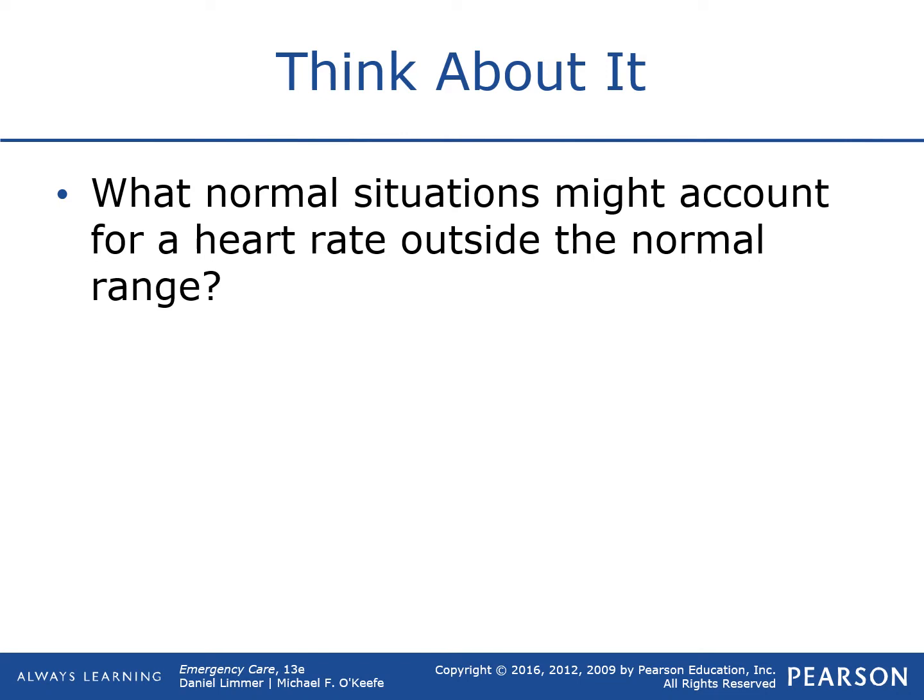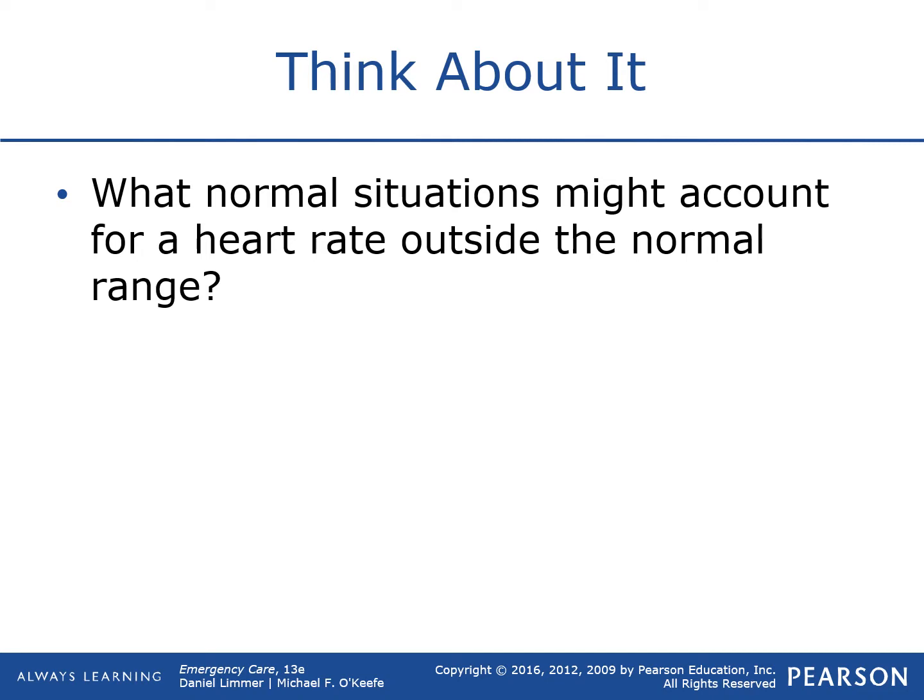So take everything in context with the rest of the patient. So think about a few different situations that might make the heart rate outside of your normal range. One of these common situations is someone who's exercising. When you're exercising, your body needs to move blood around faster, so your heart rate goes up. That's actually something that we try to do when we're exercising, to get your heart rate up.